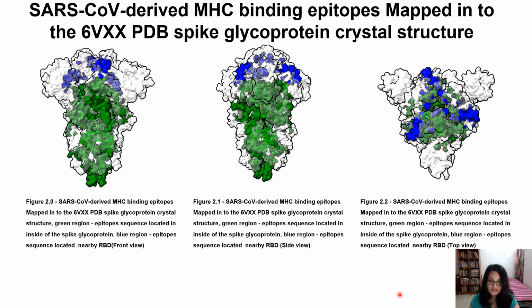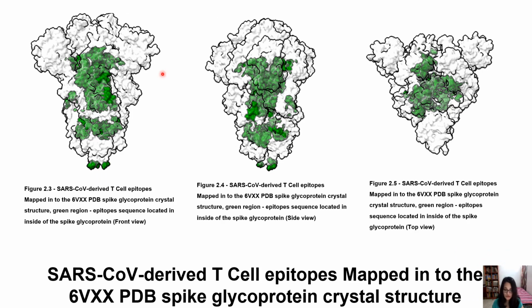Now, this shows the SARS-CoV derived MHC binding epitopes mapped onto the spike glycoprotein crystal, and here these are 3 views: the front, side, and top. As we can see, the blue regions are the epitopes located near the RBD, and the green regions are located inside the spike glycoprotein. This is for the T cell epitopes mapped onto the spike glycoprotein crystal. Again, the green regions here show all those which are present inside the spike glycoprotein, so there's nothing close to the RBD, and we have 3 different views: side, top, and front view.